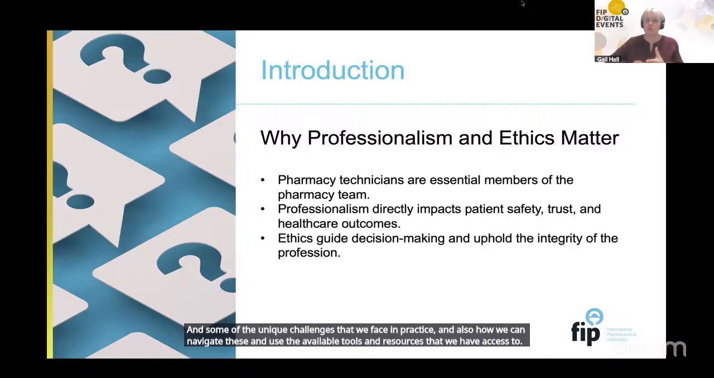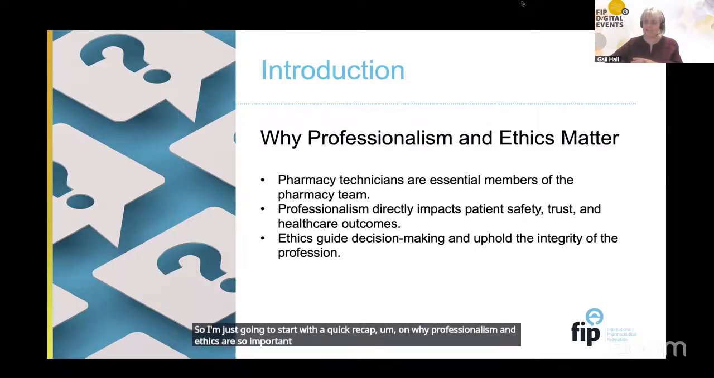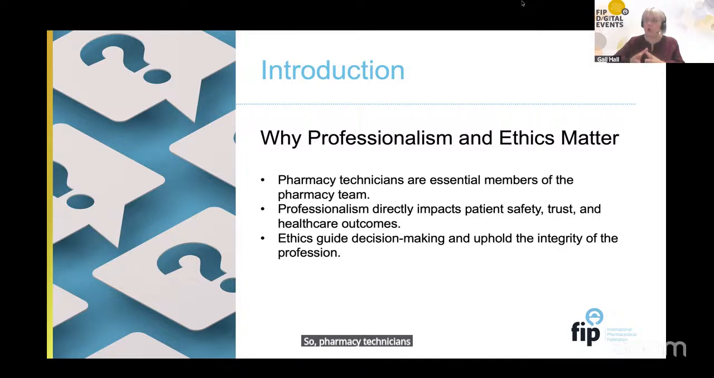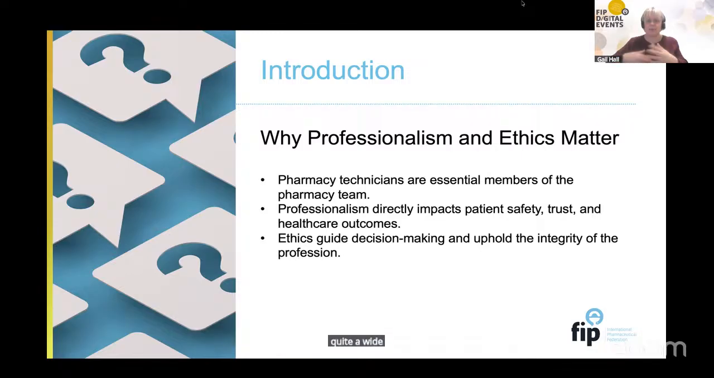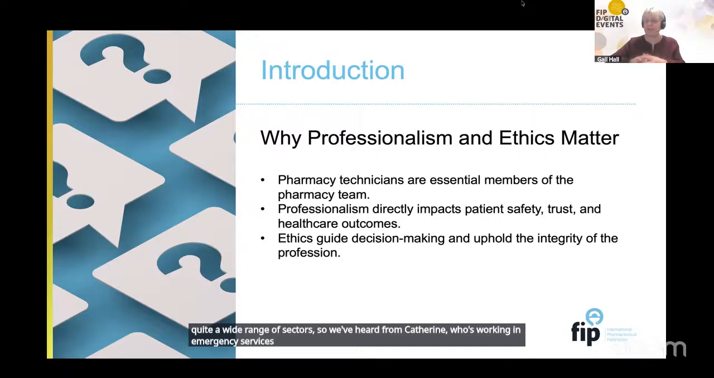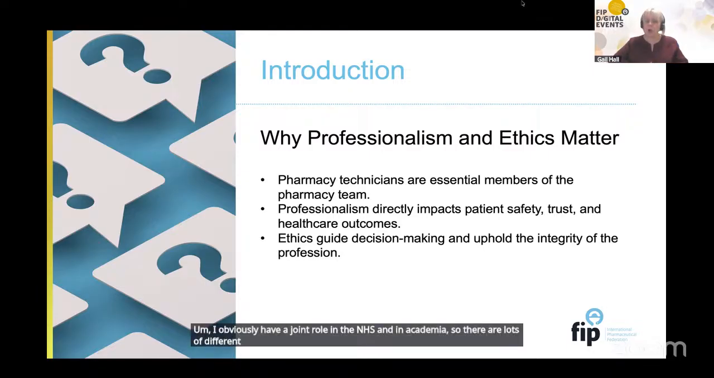So I'm just going to start with a quick recap on why professionalism and ethics are so important for pharmacy technicians. Pharmacy technicians are core members of the pharmacy team, and we work across quite a wide range of sectors. We've heard from Catherine, who's working in emergency services, and Nelson, who's working in innovation. I obviously have a joint role in the NHS and in academia. So there are lots of different places that we can work.